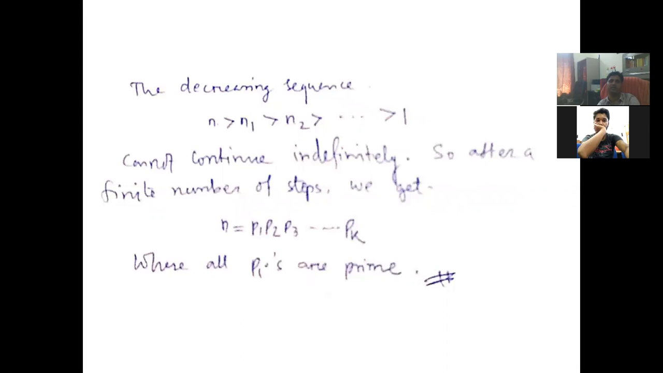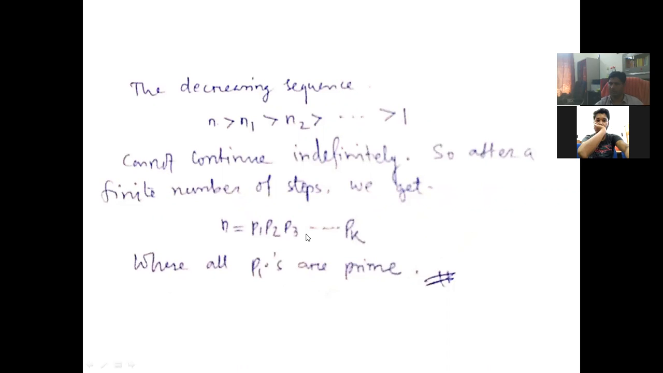So after a finite number of steps, we get n equal to p1 into p2 into p3 up to pk, where all pi are primes. क्योंकि आपके पास नंबर है वो कोई फाइनाइट नंबर है, इनफाइनाइट नंबर तो है नहीं. कोई नंबर आपके पास फाइनाइट है तो उसको आप ऐसे इनफाइनाइट नंबर ऑफ प्राइम्स में नहीं जा सकते, कहीं ना कहीं जाके आपको रुकना है. You have to stop and this is ultimately the last one you will get.